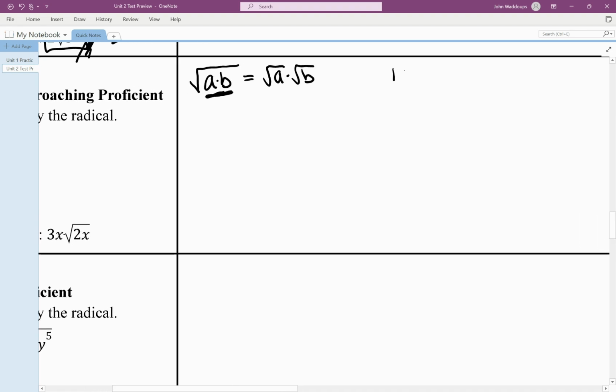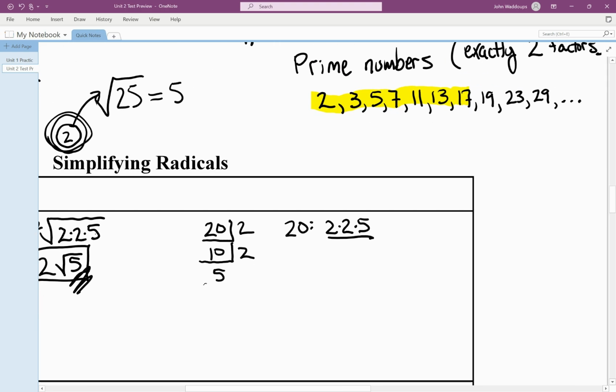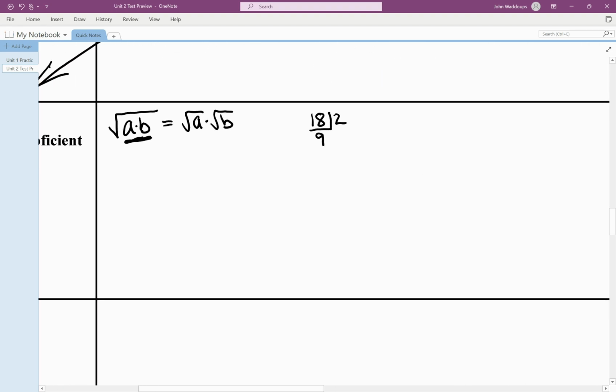Once again, I'm going to take 18 and say, what are the prime factors of 18? Well, 2 will go into 18 9 times. But now 9 is odd, and so 2 won't go into it. So I go to the next prime number. I've done 2. Now I'm going to look at 3, and 3 will go in there. 3 goes into 9 3 times, and 3 is prime. So I'm done. 18 is the same as 2 times 3 times 3, which, by the way, you can also write as 2 times 3 squared.